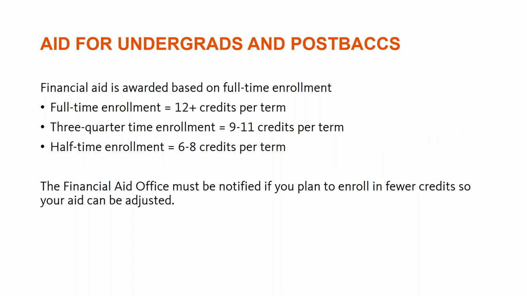So for financial aid, as I said at the beginning, you have to be at least half-time to be eligible, which is true. However, financial aid is always set up on the assumption of full-time enrollment. For undergraduate and post-baccalaureate students, full-time enrollment is 12 plus credits. There's also three-quarter time, and half-time is 6 to 8. Again, you can get financial aid at half-time, so 6 or more, but you do need to notify us if you plan to enroll in fewer than 12 so we can get your financial aid set up appropriately to your enrollment level.